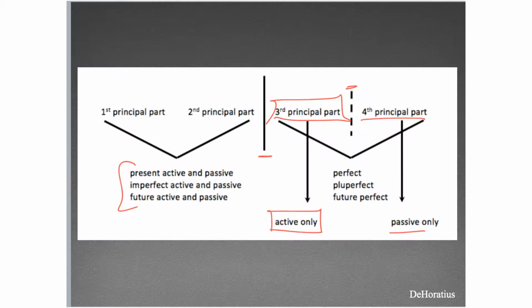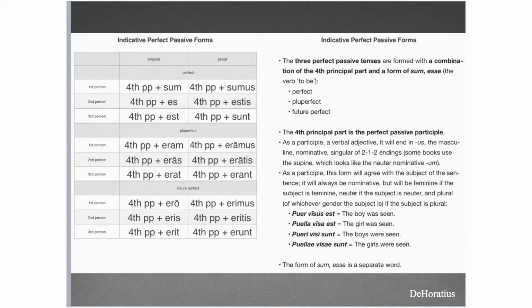So we've learned the third principal part, we've learned the perfect stem, and how the active forms are formed. This week we're going to learn the passive forms, and those are going to come from the fourth principal part. So just keep in mind how the principal parts work. It can help you kind of organize things in your head. So remember that we're dealing with the 3 perfect tenses: perfect, pluperfect, and future perfect.